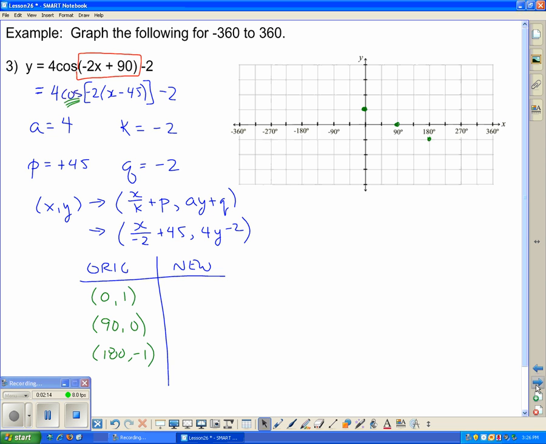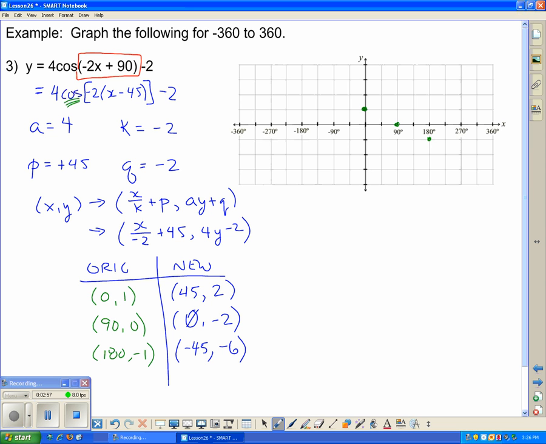All right. So what am I doing? I'm dividing by -2. So again, my instructions are right here. Divide everything by -2, add 45. So you just use your calculator. 0 divided by -2 is still 0, plus 45 is 45. 90 divided by -2, -45, plus 45, I would get 0. 180 divided by -2, that would be -90, plus 45, -45. Tough part done. Multiply my y values by 4 and take away 2. So 4 take away 2 is 2. 0 take away 2 is -2. -4 take away 2 is -6.